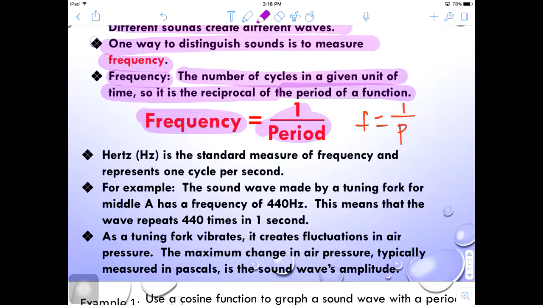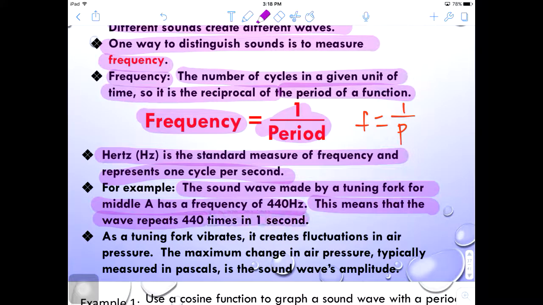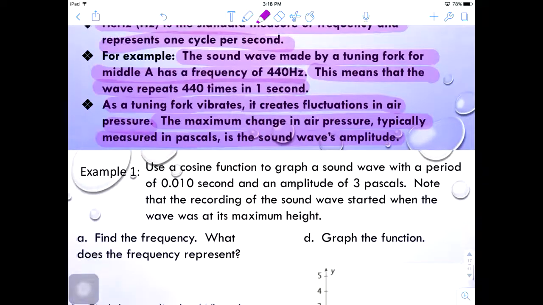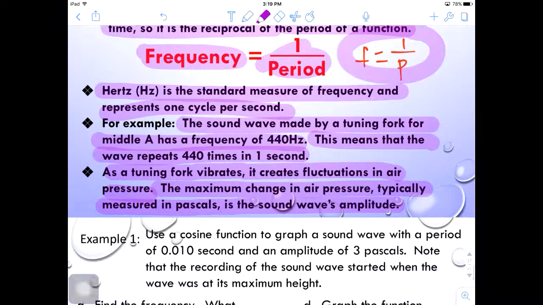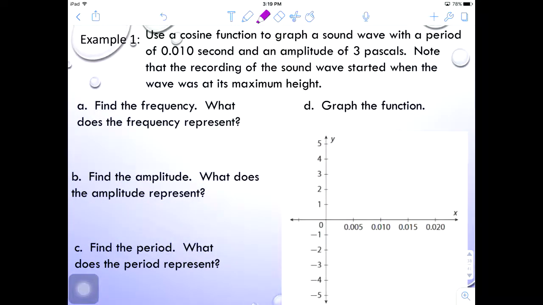The standard unit of frequency is hertz, and it represents 1 cycle per second. So in 1 second, how many times does this go? That's the frequency. For example, the sound wave made by a tuning fork for middle A has a frequency of 440 hertz. This means that the wave repeats 440 times in 1 second. Wow, that is fast, right? As a tuning fork vibrates, it creates fluctuations in air pressure. The maximum change in air pressure, typically measured in pascals, is the sound wave amplitude. So we already know what amplitude is, and this is how you can use amplitude in real-world situations, depending on the fluctuation of the sound wave or the pitch that it makes. So we do get one equation out of this, so hopefully you will remember it. Whenever you're asked to find the frequency, you will use 1 over period.